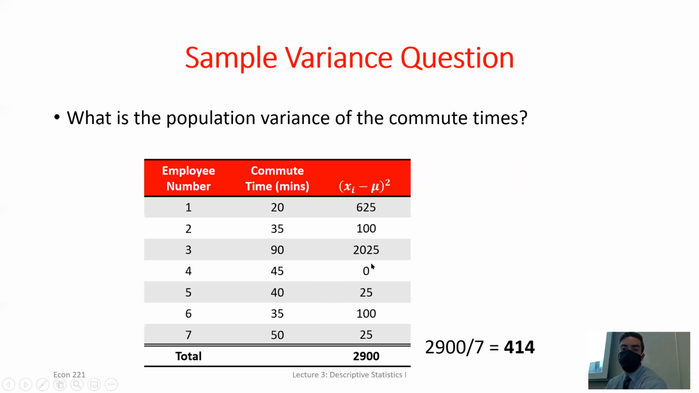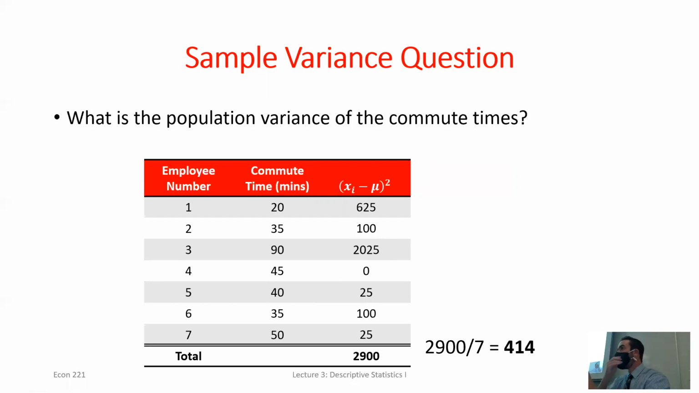So we'll go through and do that process, right? I already mentioned the first few: 20 minus 45 squared is 625. Here are all the values, if you want to work through it and prove it to yourself. We then add these all up. And notice there was an observation that was exactly the mean, and sure enough, it added a 0 to the variance, right?